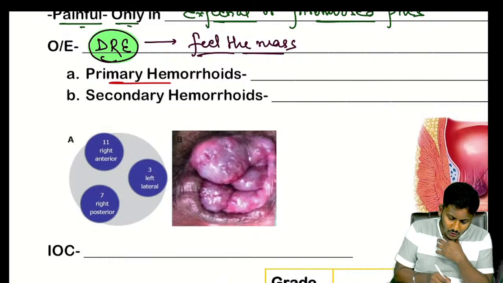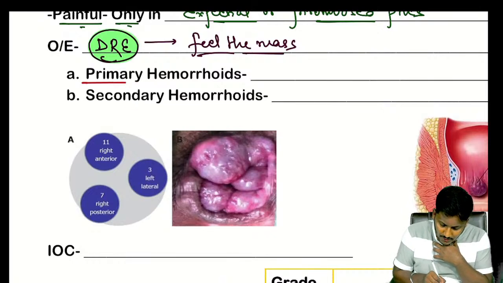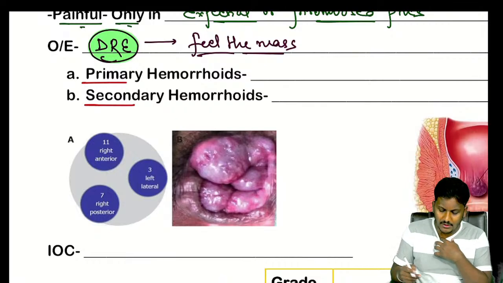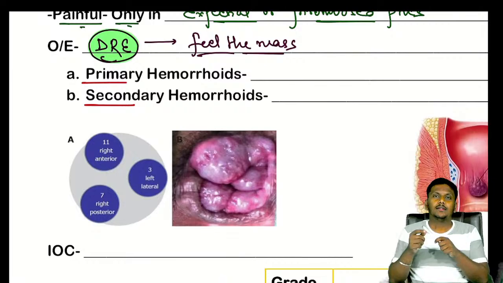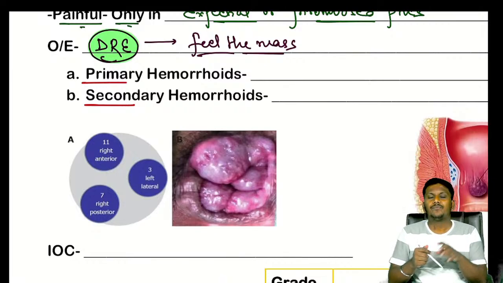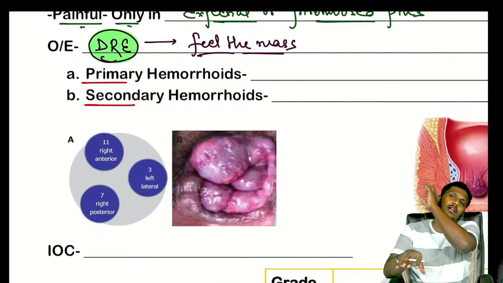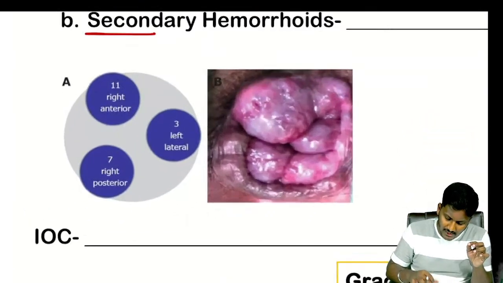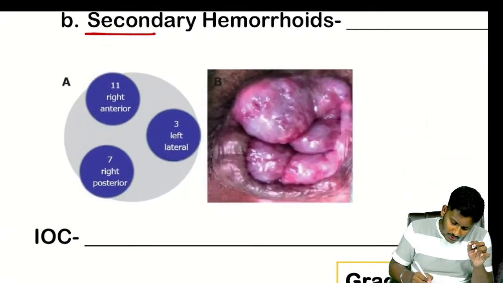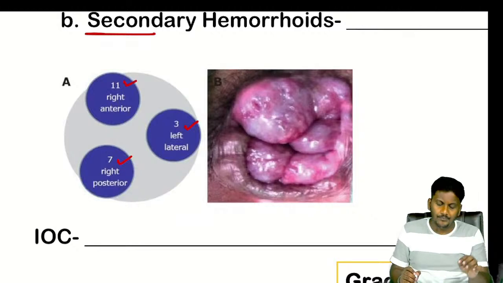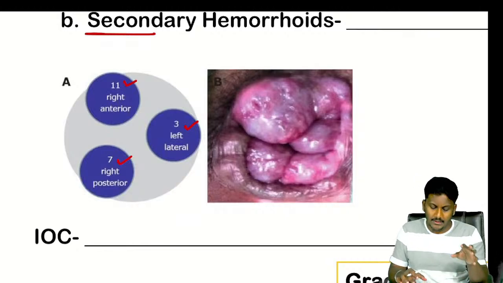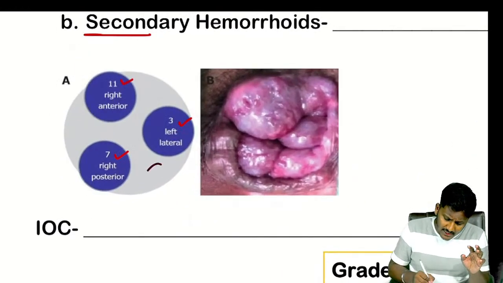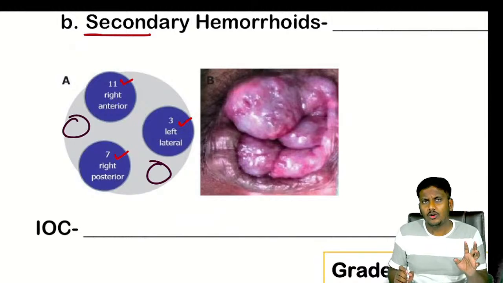Understand. We have to consider that the anal canal is a clock. If there is any hemorrhoid at the 3 o'clock, 7 o'clock or 11 o'clock position, beta, then these will be called primary hemorrhoids. That has been a question in your exam. Remember, because these are the primary sites of the rectal vessels. And if there is any hemorrhoid anywhere else, these will all be called secondary hemorrhoids.